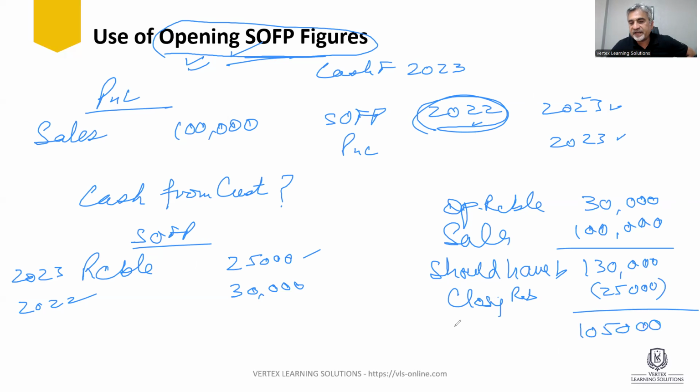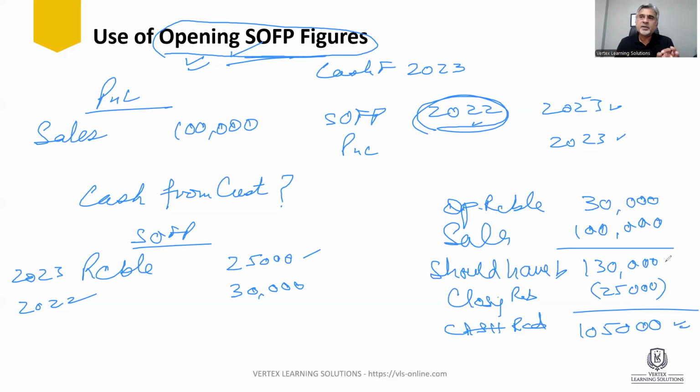This is what is cash received. You say this is the cash received. Because if you had not received this cash, your receivables should have been 130,000. So instead of 130,000 in your balance sheet, you've got receivables of only 25,000. So where is the remaining money? The remaining money you have already received. So cash received from customers is 105,000.